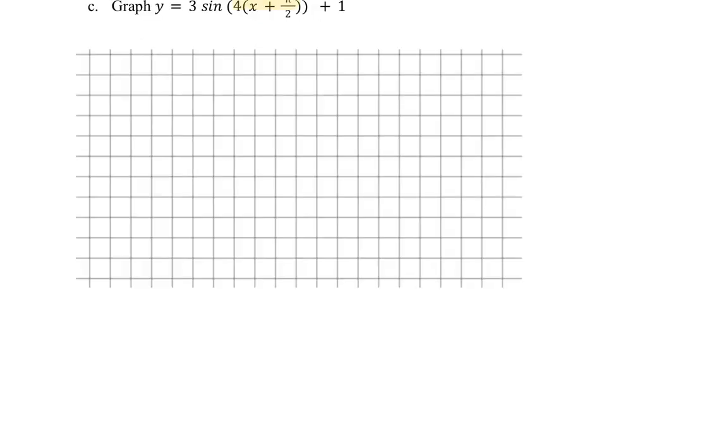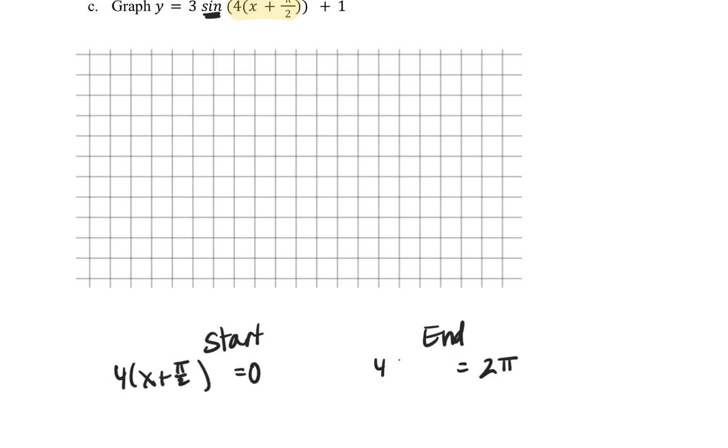Okay, I look at the input and I see that there's some addition. That means that I know I'm going to do my start and end strategy. I see that it's sine, and so the original start and original end of sine is 0 and 2 pi. Okay, I take whatever that input is, x plus, and set it equal to 0 and 2 pi.